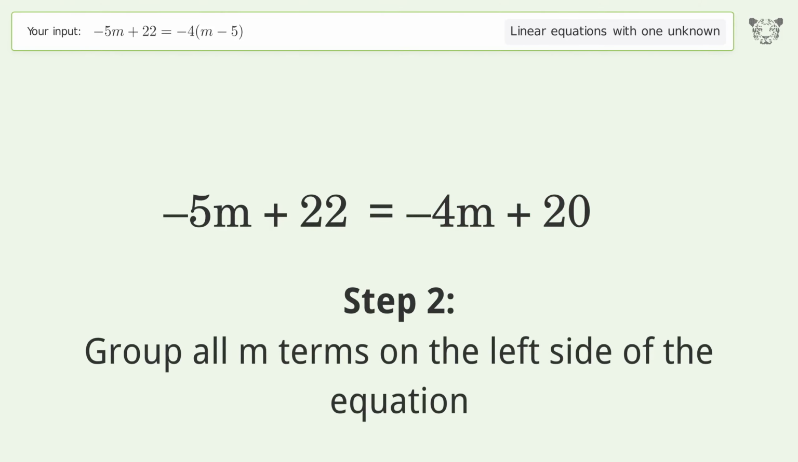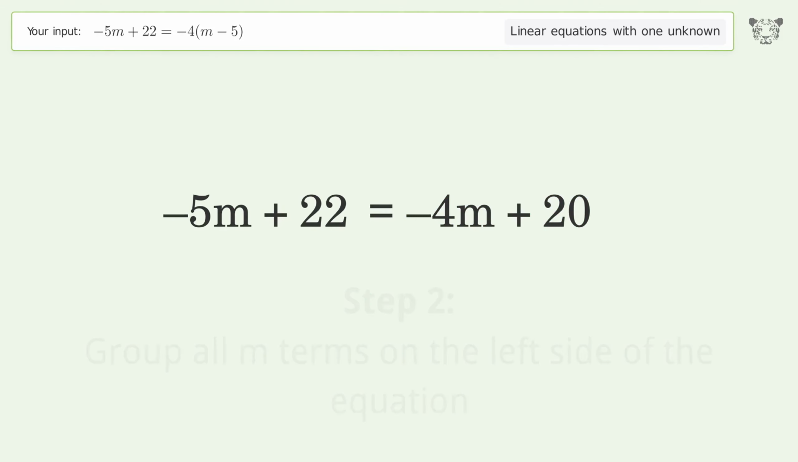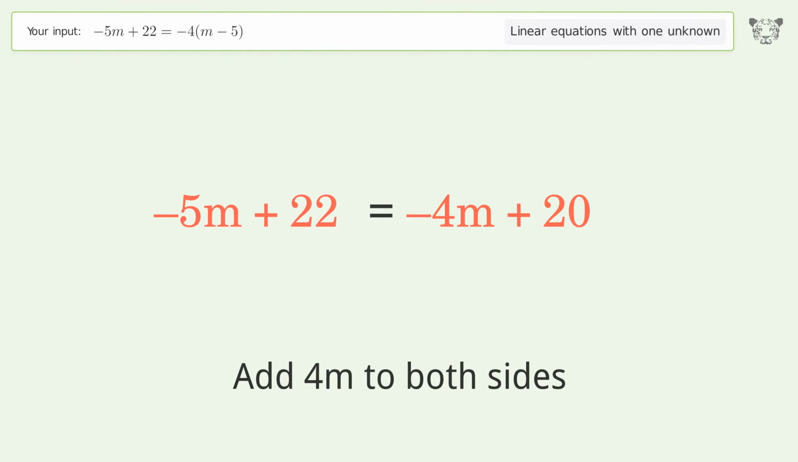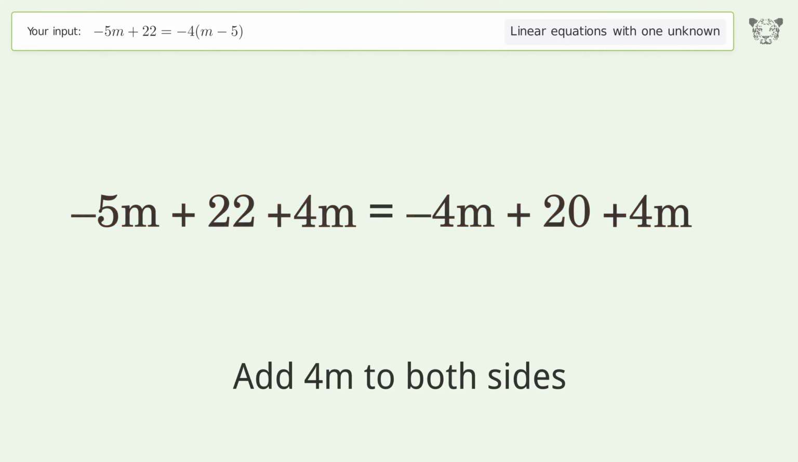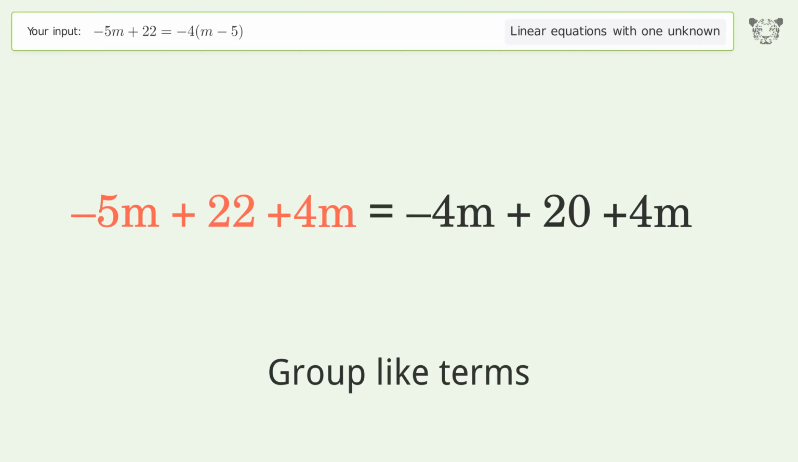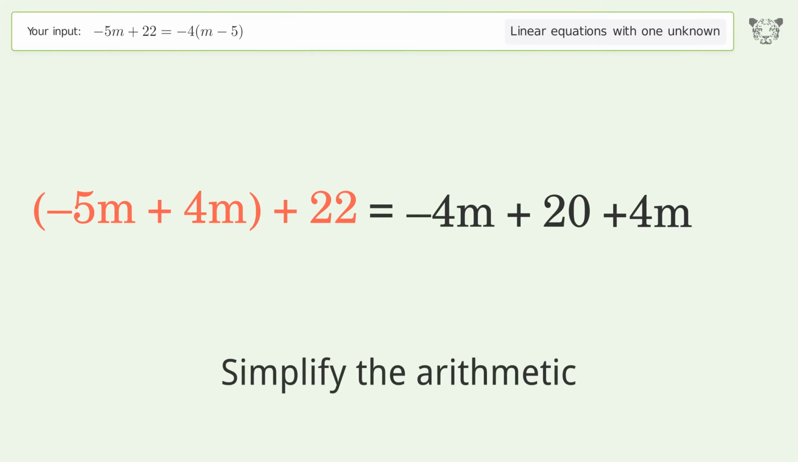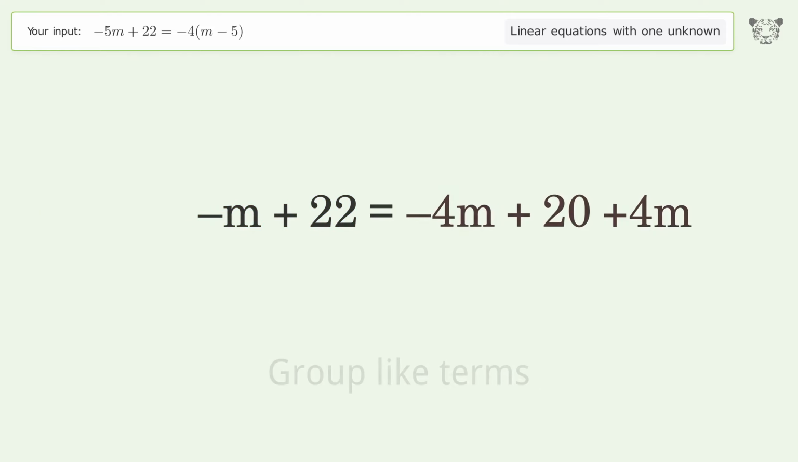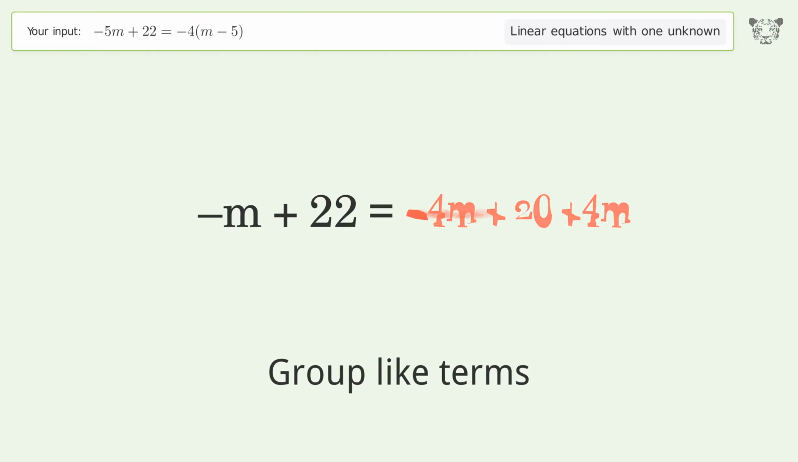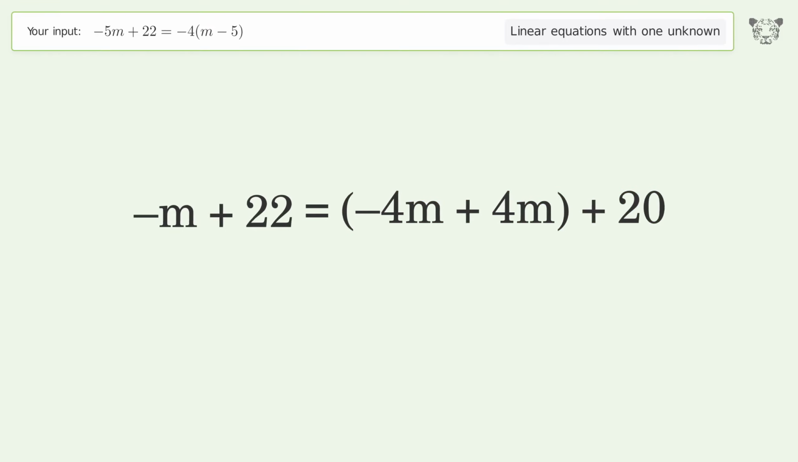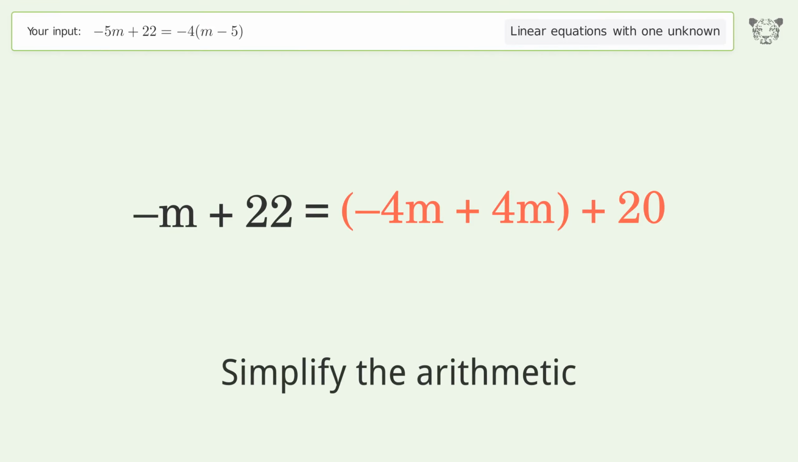Group all m terms on the left side of the equation. Add 4m to both sides. Group like terms. Simplify the arithmetic. Group like terms. Simplify the arithmetic.